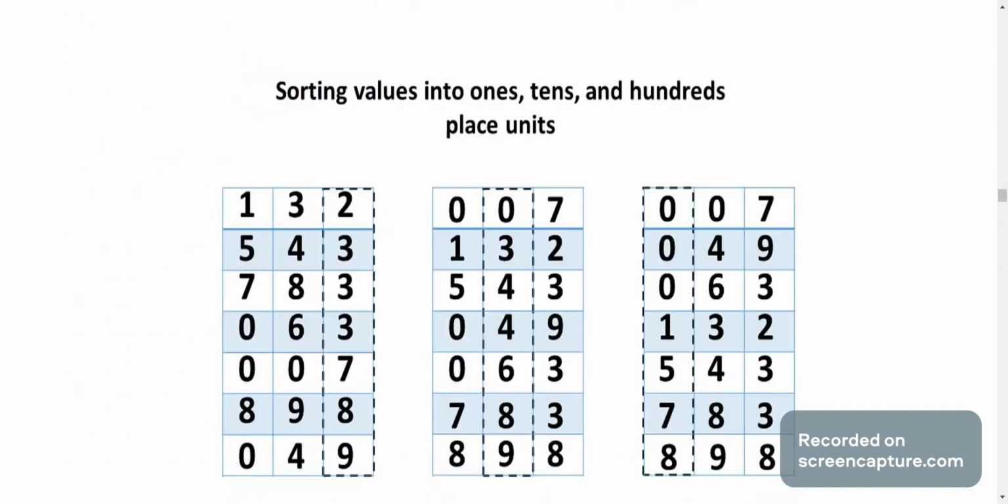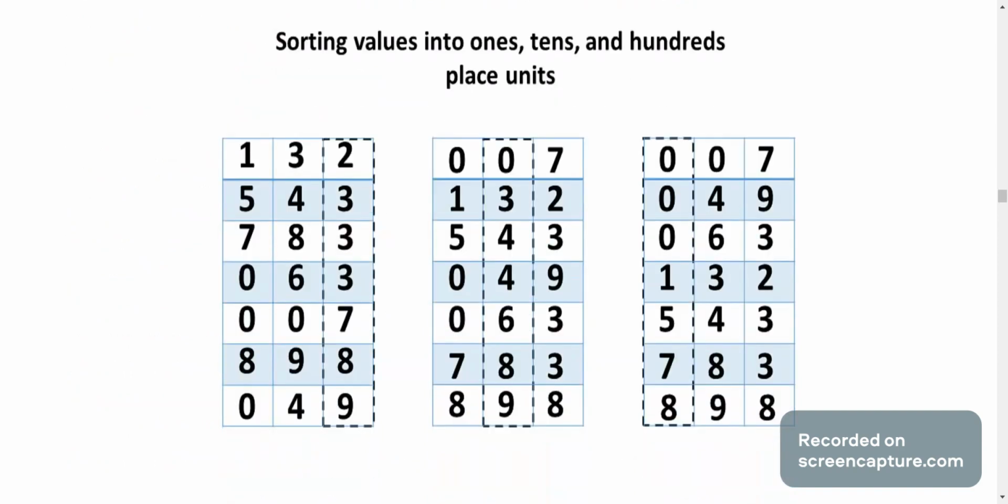And yeah, so this is a pictorial diagram where you sort values into ones, tens, hundreds place units. As you can see, we move on to units, to tens, to hundreds to sort.